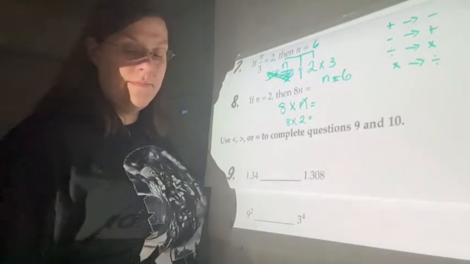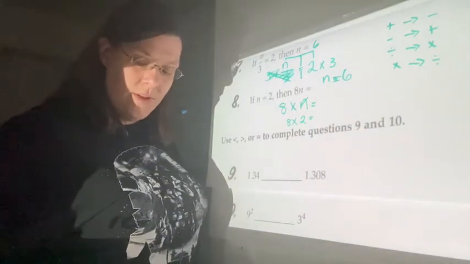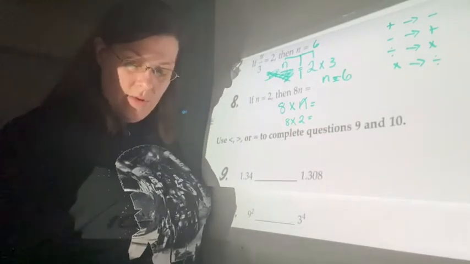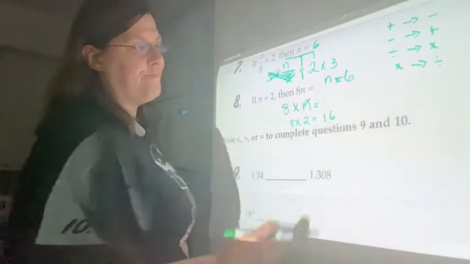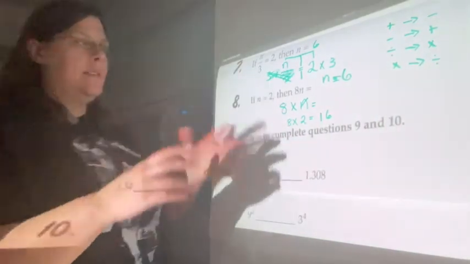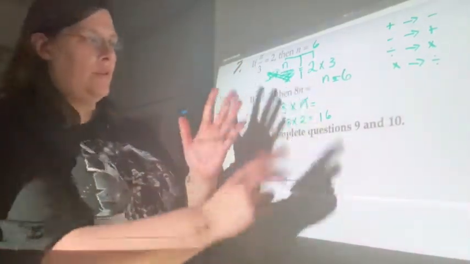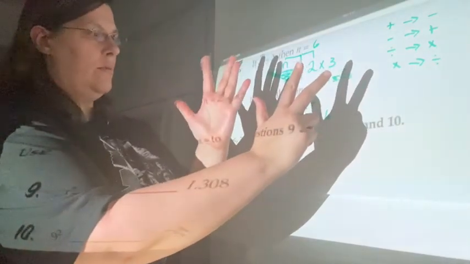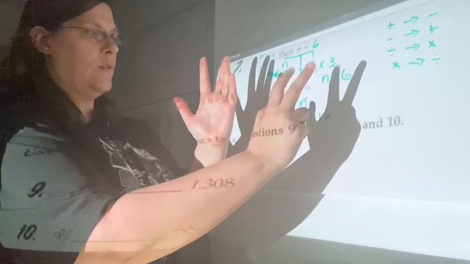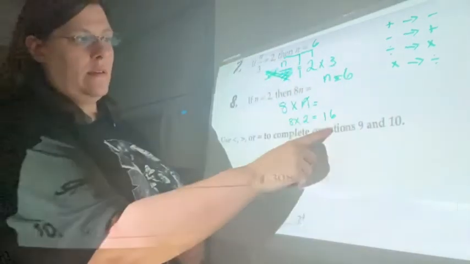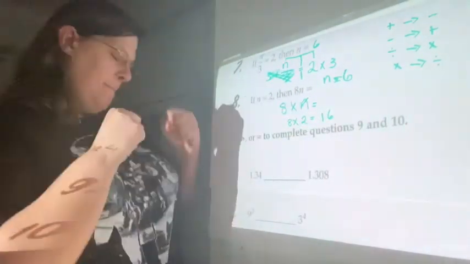We replace the n with 2. So 8 times 2 equals, and what is it? We could skip count. I mean, we will skip count, but do your calculation first. 8 times 2, based on photo math, is 16. But let's skip count. Ready? So we have 8. 2, 4, 6, 8, 10, 12, 14, 16.